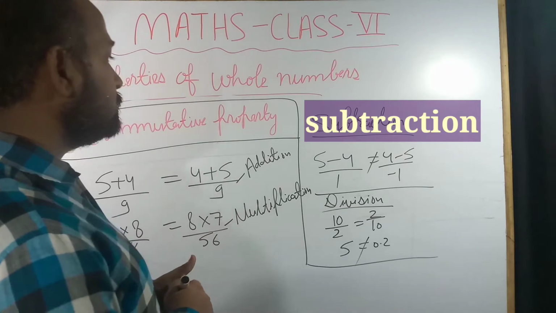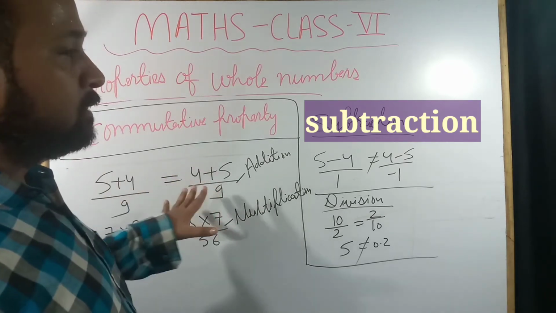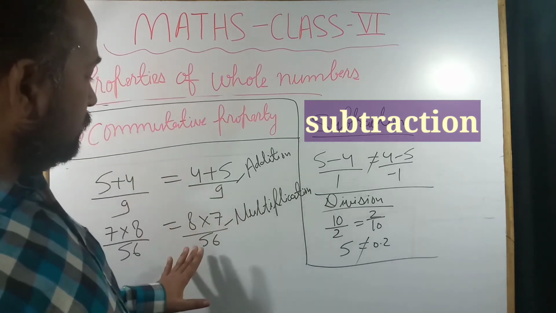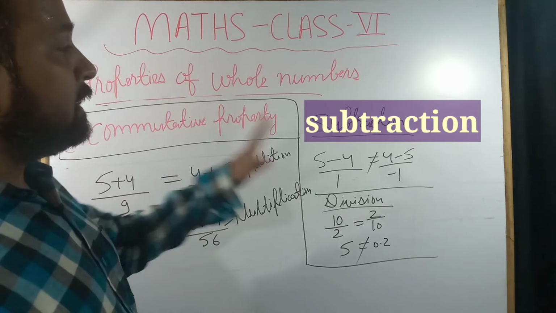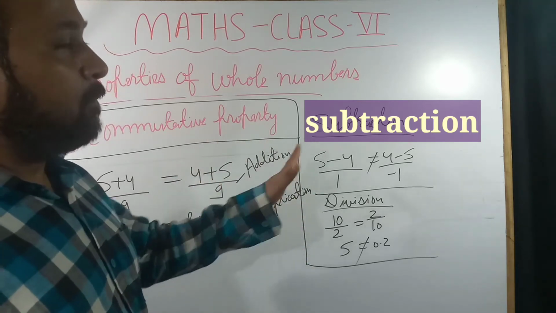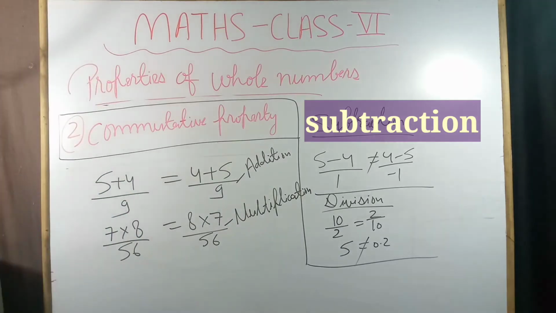So what is the meaning of this property? We can add in any order but the answer will be the same. We can multiply in any order of numbers, we will have the same answer, but in the case of subtraction and division this property is not applied. Okay, now let's move on to the next property.